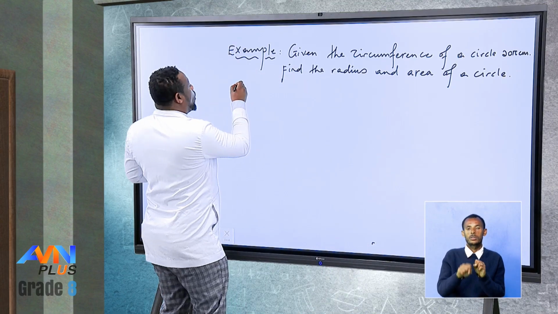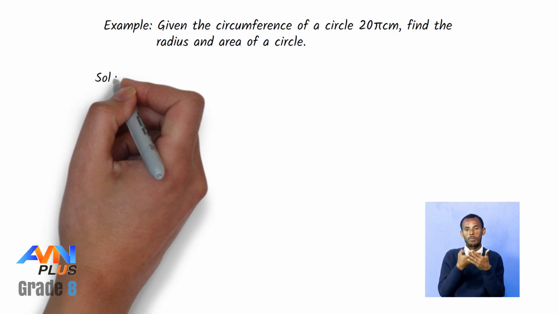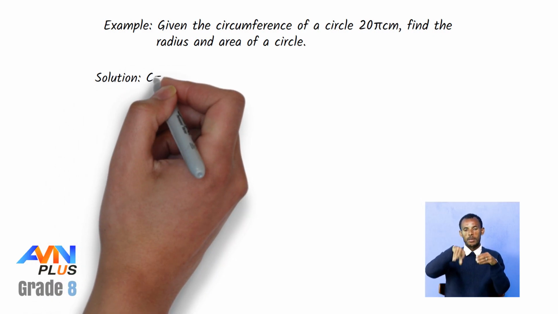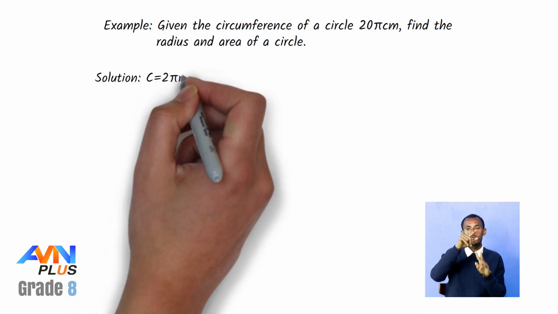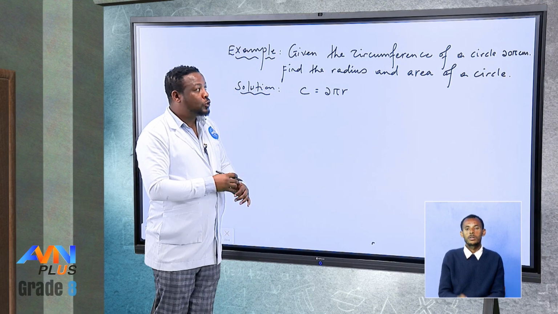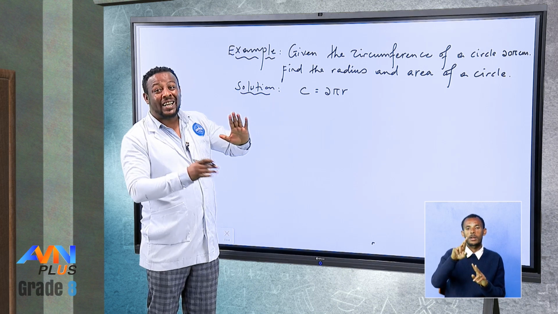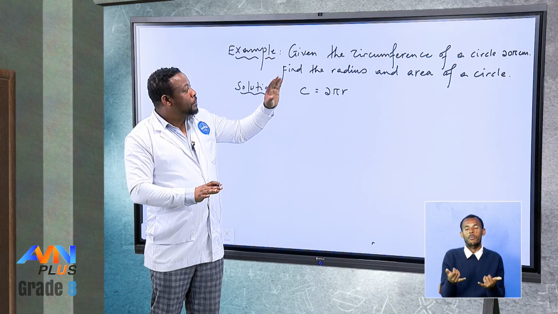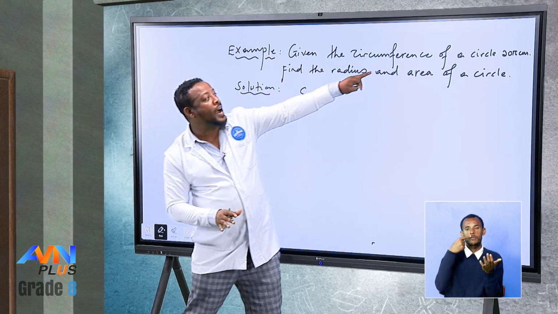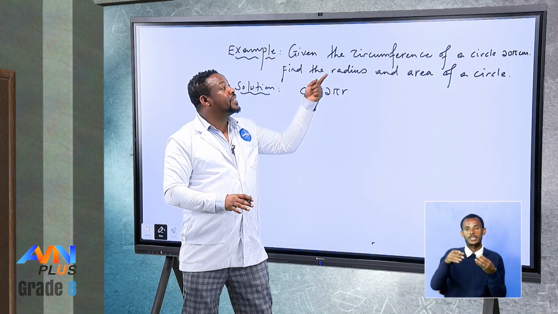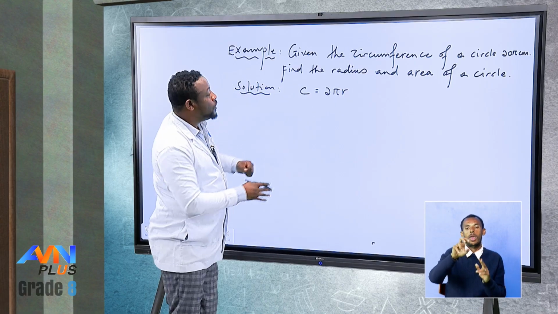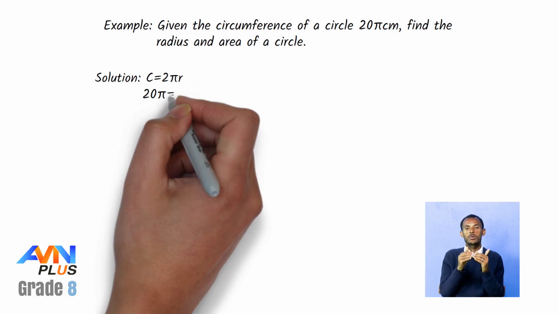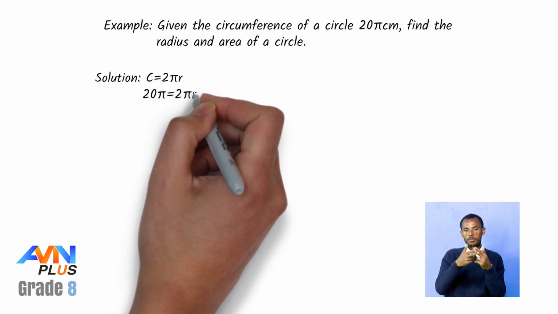So we go back to the formula. Okay, the circumference of a circle is given by the formula 2 pi r, where this capital C refers to the circumference. Now, based on the information that we have there, the circumference is 20 pi. So in place of C, you can substitute 20 pi. 20 pi is equal to 2 pi times the radius.